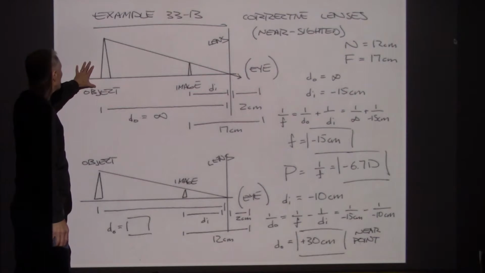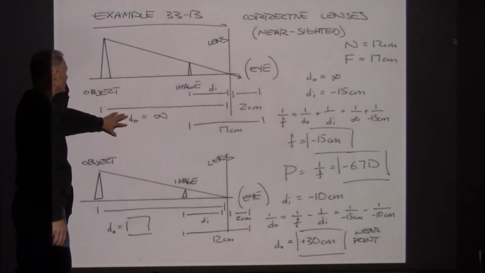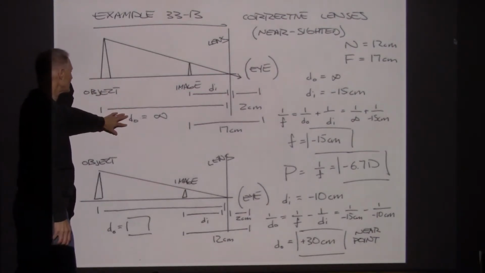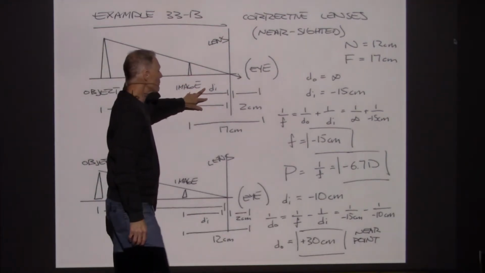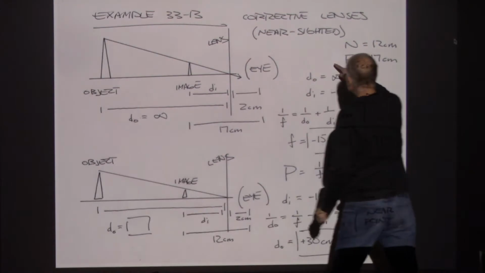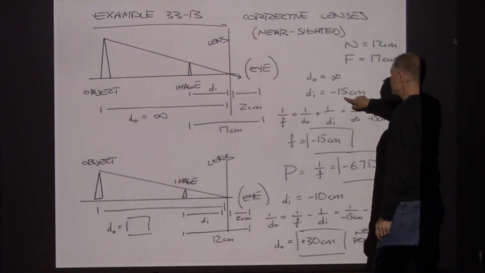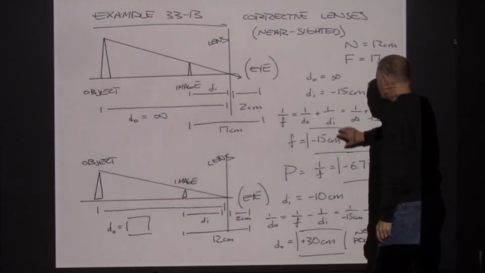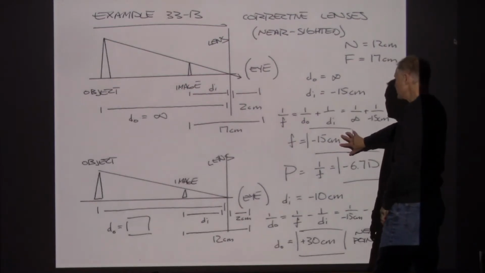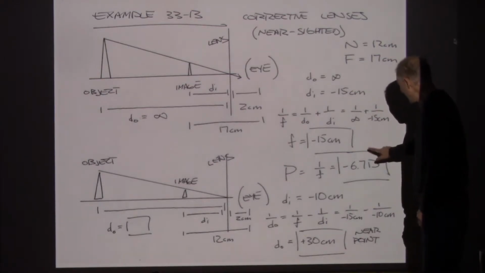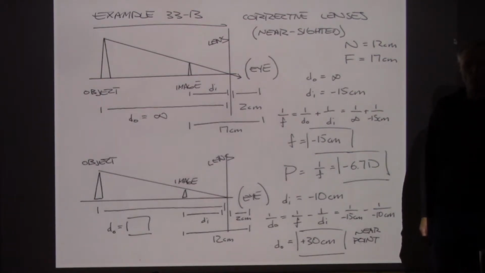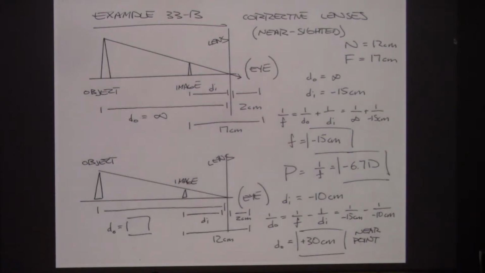So remember, the first part of that was starting with objects at infinity, forming images at 15 centimeters. So DO is infinity, DI is negative 15. Plug into our formula. Focal length needs to be negative 15. That's negative 6.7 diopters. Okay, so that's the prescription that we want to come up with. That's a pretty good sized prescription.